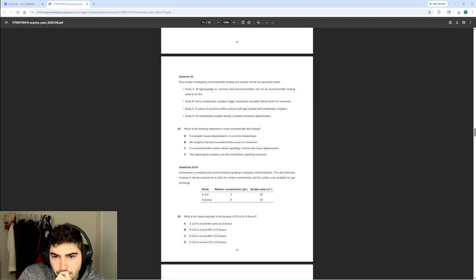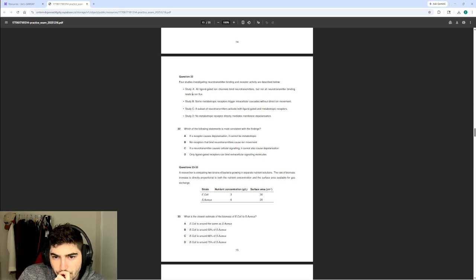Ligand-gated is, I'm pretty sure, like those transporter things on the lipid of a cell. I think, I don't know. Ligand-gated ion channels bind to neurotransmitters. Okay, but not all neurotransmitters binding leads to ion flux.